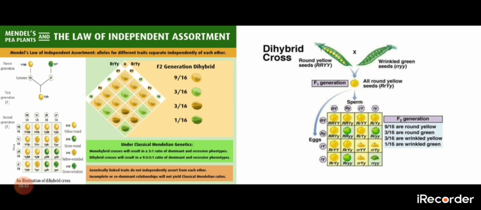The 16 different types of F2 individuals can be easily represented with the help of a Punnett square that is given in this diagram. Look at the diagram. That is the Punnett square crossing. The eggs and sperm will be crossed, and at last they'll be getting this kind of pattern.